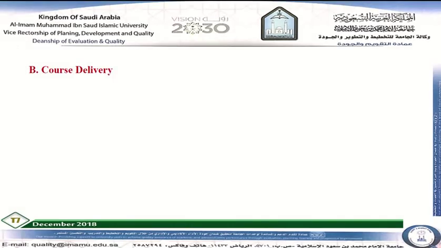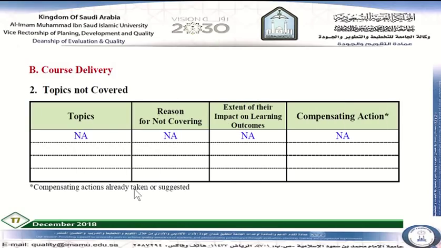We are still with the course delivery, and in this table, we write the topics that we did not cover, and we write the topic here, and also the reason for not covering the topic. And if not covering the topic has an impact on the learning outcomes, we write them here, and also the compensating action, if any. Also, this is a very simple and direct table and does not need much effort.